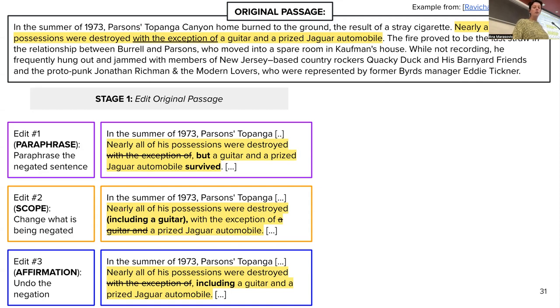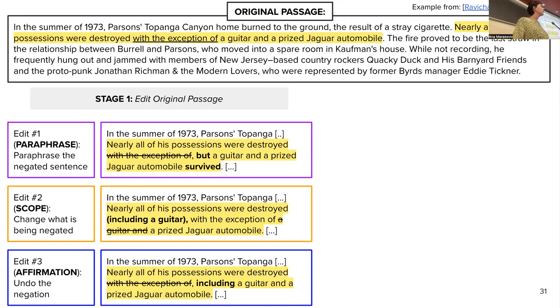So here the annotator had changed "with the exception of" into "everything was destroyed, including the guitar too, with the exception of a prize Jaguar automobile." Now the thing that's being destroyed is just the car, not both the car and the guitar. Therefore the scope has changed. And finally, we want to also test the model's sensitivity to whether the negation was expressed or not.